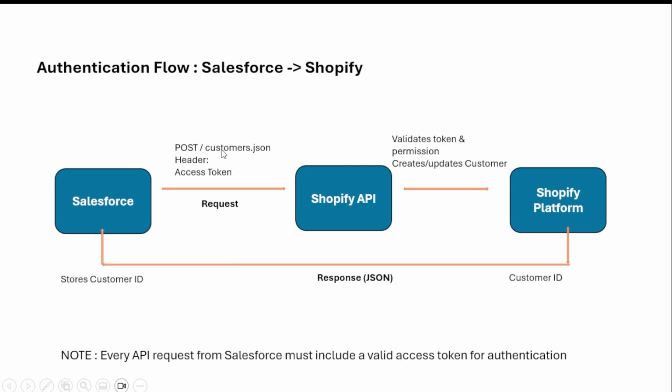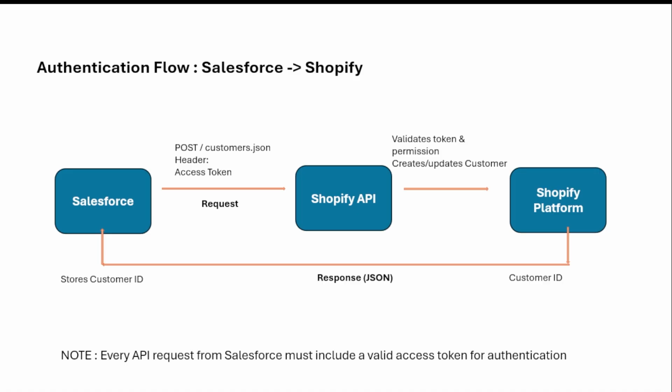It will pass the URL, and the header will contain the access token to the Shopify API. Shopify API will validate if the access token is correct, and it will check all the permissions, basically the scope that it has to create and update customer.